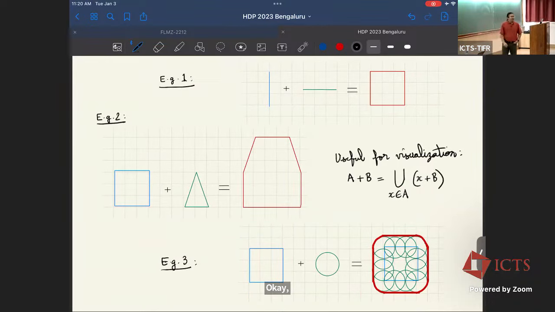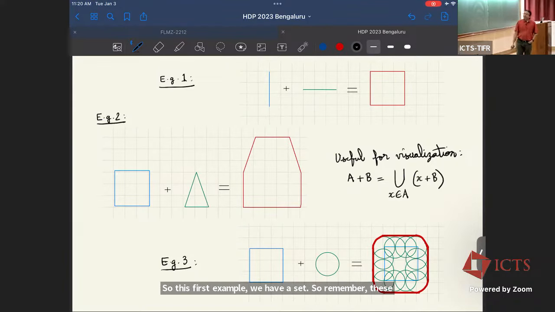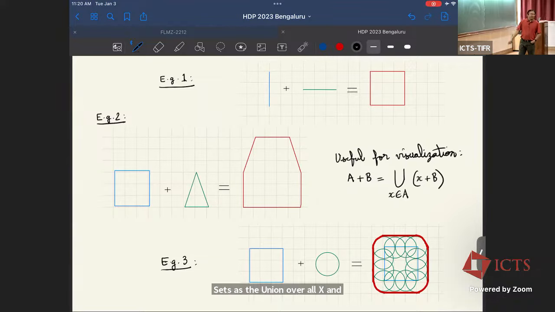let's look at some examples of what these operations look like. In this first example, remember, these are both sets, subsets of the plane. If I take this line segment and add it to this horizontal line segment, the set of all possible sums, the Minkowski sum of these two sets, is going to be a square. In general, when you want to visualize Minkowski sums, it's useful to write the Minkowski sum of the two sets as the union over all x in A of B translated by x. This is a completely equivalent way of writing the definition.